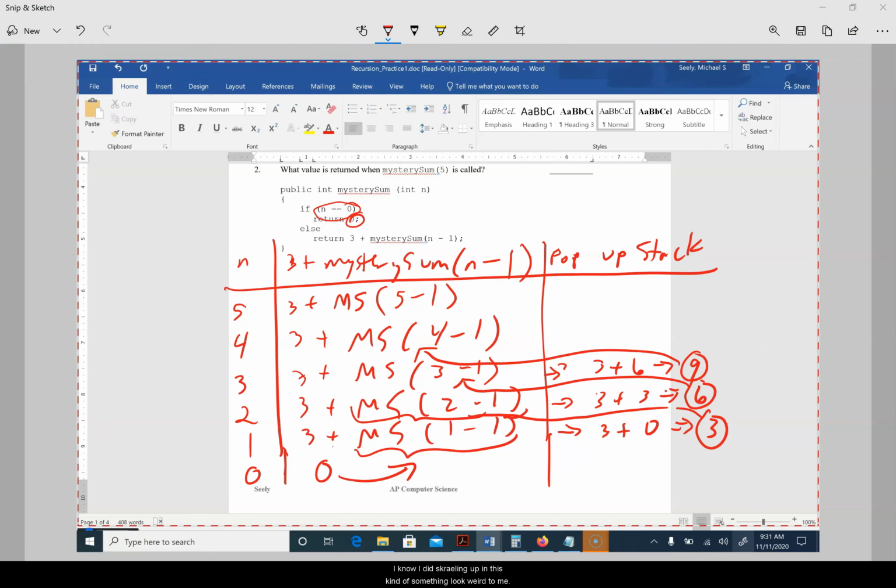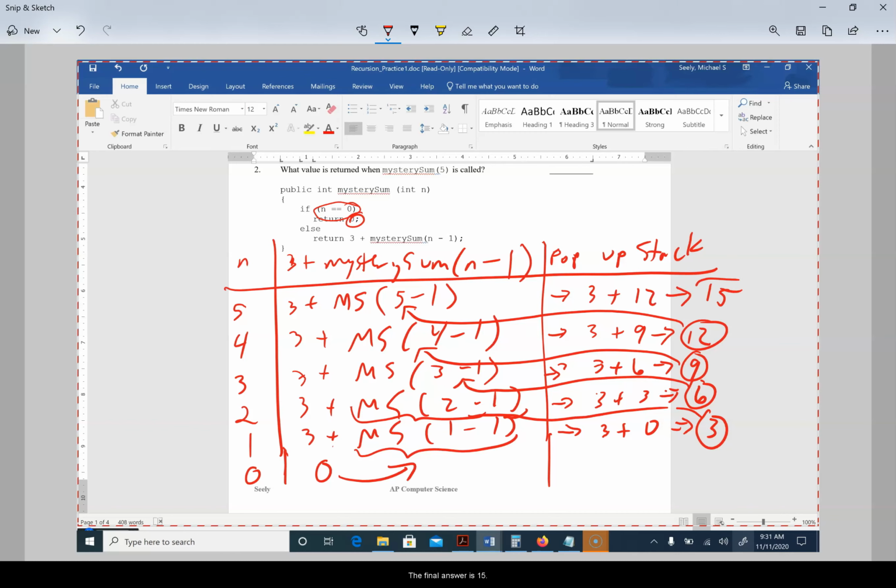And no, I didn't screw anything up. It just kind of, something looked weird to me. So anyway, we've got 3 plus 9 is 12. And then I plug this back into this last layer of our Russian doll, and we get 3 plus 12. So final answer is 15.